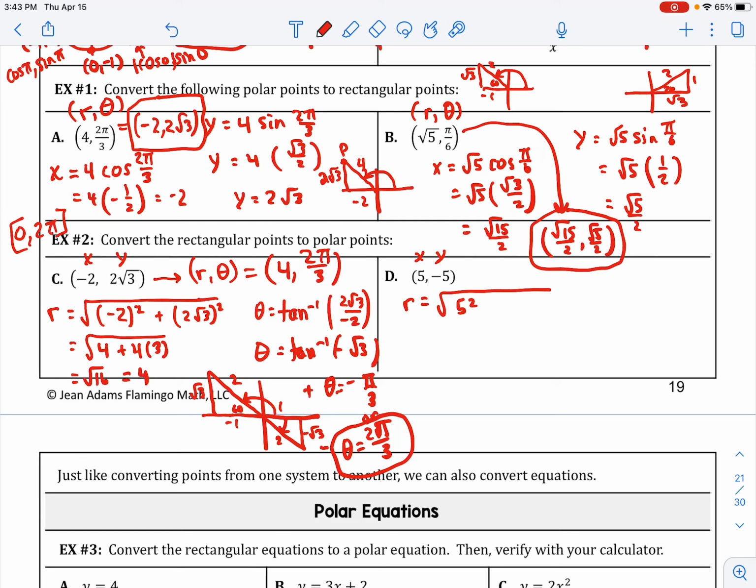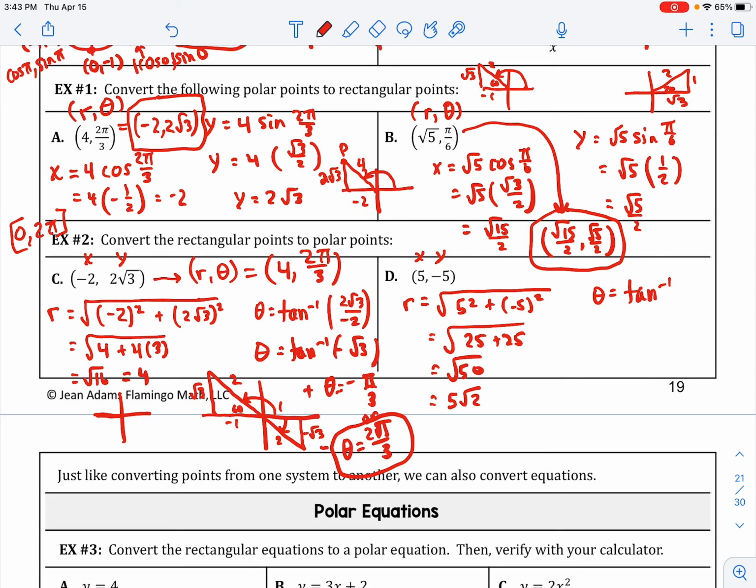Next one, r equals the square root of 5 squared plus negative 5 squared. Square root of 25 plus 25. Square root of 50, which is the square root of 25 times the square root of 2. So our r is 5 root 2. Our theta would be inverse tangent.